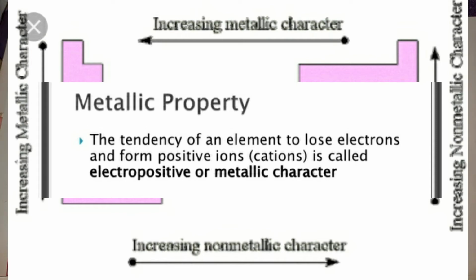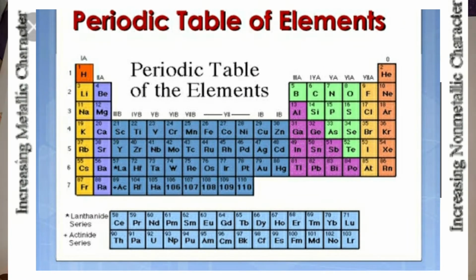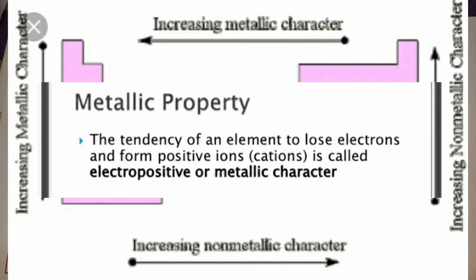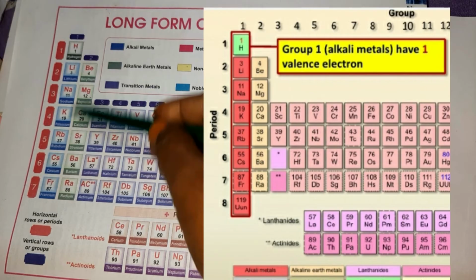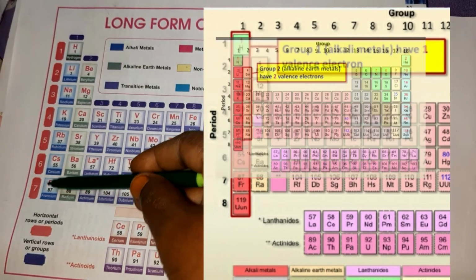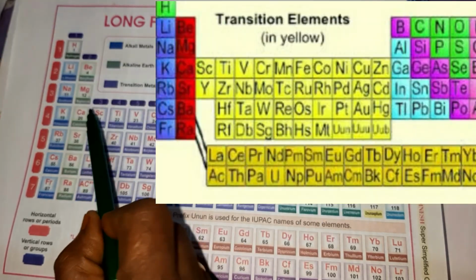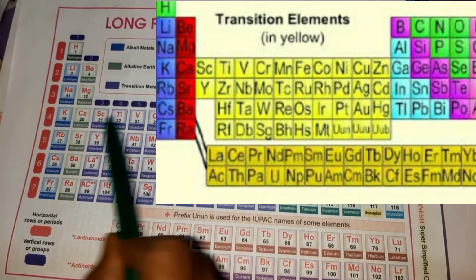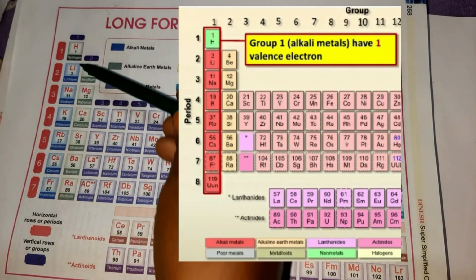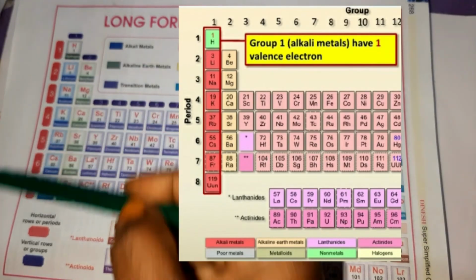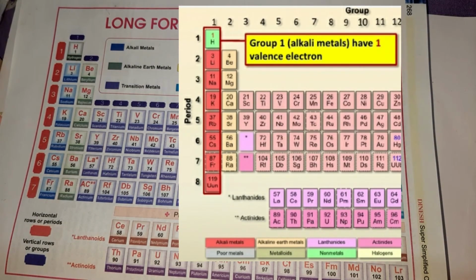You all know, children, towards the left side we have the metals. These metals have the tendency to lose electrons and become cations or positive ions, and this is called electropositive or metallic character. The first group elements are called alkali metals, the second group elements are called alkaline earth metals, and the 3rd to 12th group elements are called transition metals. Especially the alkali metals are the most electropositive metals, children.